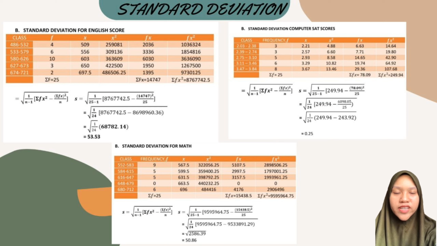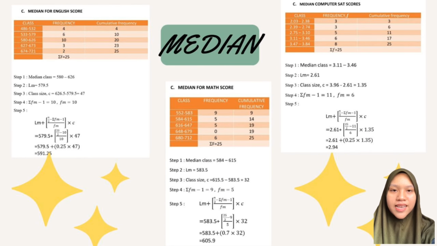Next, standard deviation. For mathematics, the standard deviation is 50.86. For English, the standard deviation is 55.55. Next, for computer SAT, the standard deviation is 0.25. Next, median. There are tables for class frequency and cumulative frequency. There are 5 steps to calculate the median.